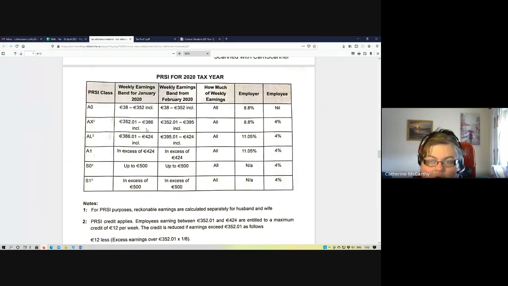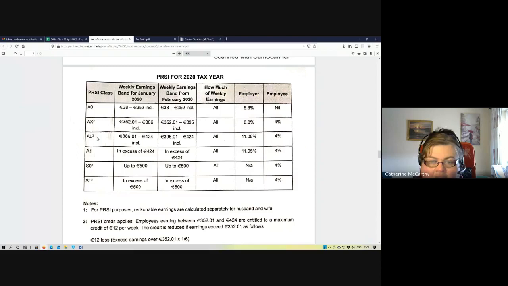AX class then, so if you earn, I'll go with the February, the January figure will be between 352 and 386, and from February then between 352 and 395. So once you're over 352, the employee is paying 4%. So anything over €352, the employee is paying 4% in PRSI. The AX class, the employer pays 8.8%.